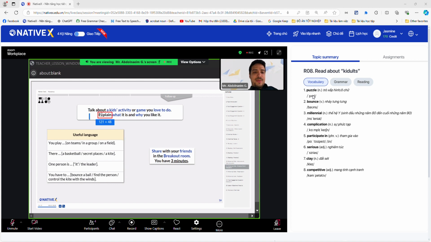For example, explain what it is, what is the game. You play this game on teams, you play in a group, you play on a field. There is a basketball, there is a kite, there are secret places. One person is the leader, one person is the follower. You have to bounce the ball, you have to find the person. So these expressions are useful to explain the game that you like to play.